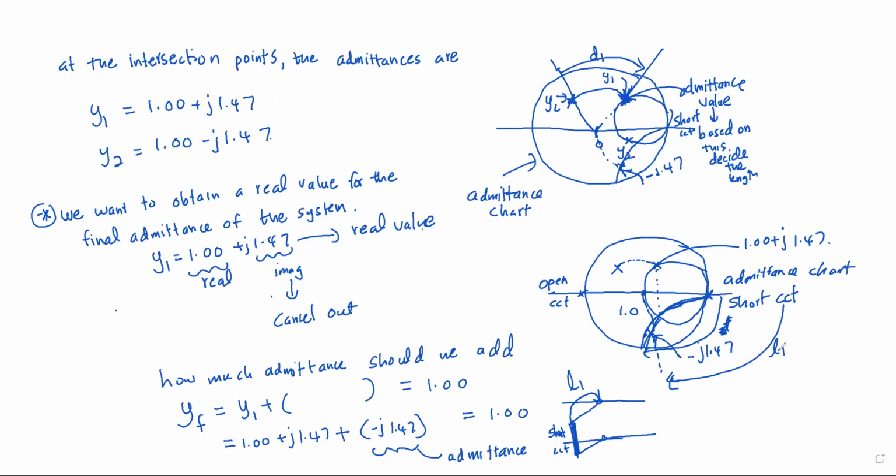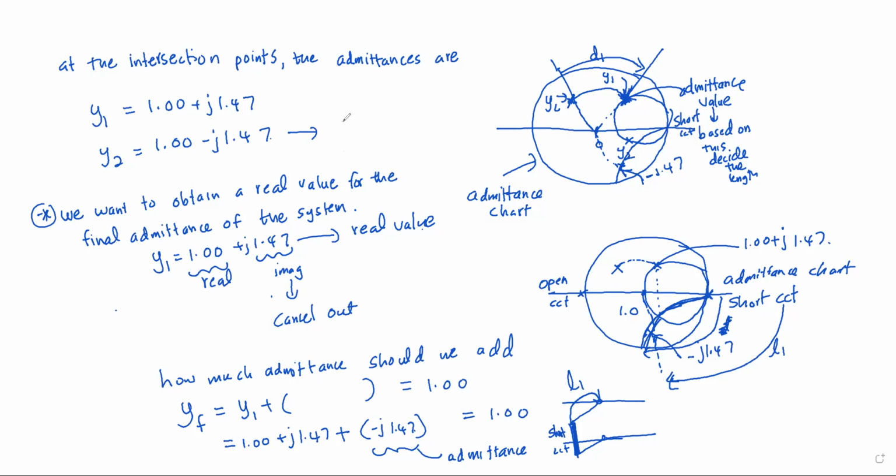Actually, we have decided this length L1 based on the admittance Y1. For the admittance Y2, we need to decide the length separately. So how much admittance do we need to add in that situation? If we go with Y2, then we need to add plus 1.47, right?